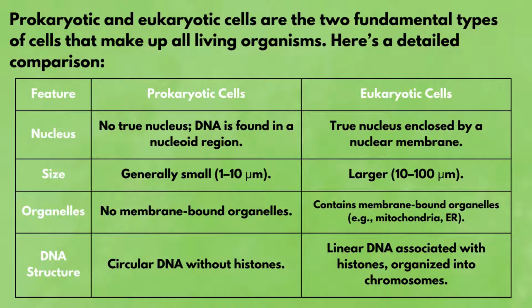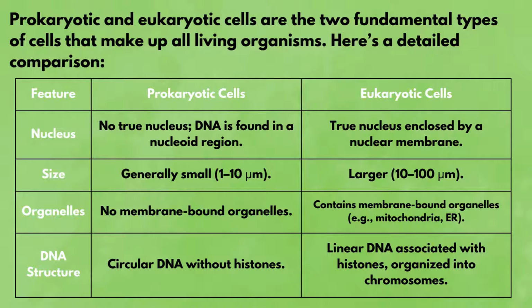Third one is organelles. Prokaryotic cells lack membrane-bound organelles like mitochondria or endoplasmic reticulum. Their cellular processes occur in the cytoplasm or plasma membrane. Eukaryotic cells have specialized organelles, for example, mitochondria for energy production and the Golgi apparatus for packaging proteins, each performing a specific function.